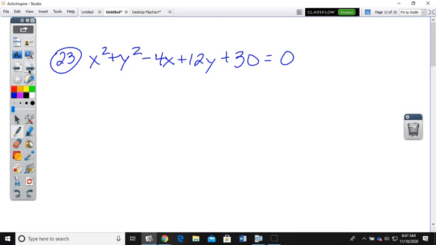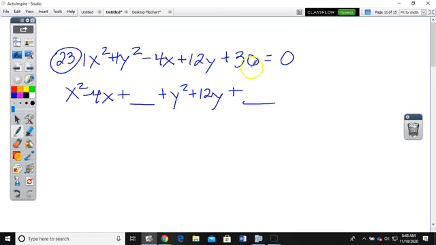So what's the coefficient for x squared? 1. What's the coefficient for y squared? 1. They're the same. So all we have to do is transform it into the standard form, and to do that, we're going to complete the square twice. So I'm going to get my x's together: x squared minus 4x plus blank, because we're going to complete the square here in a minute. I'll put my y's together: y squared plus 12y plus blank. And then this 30, I'm going to move it over.